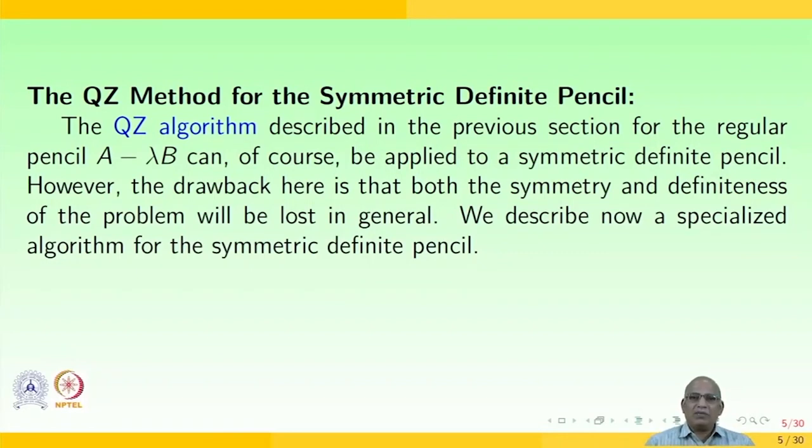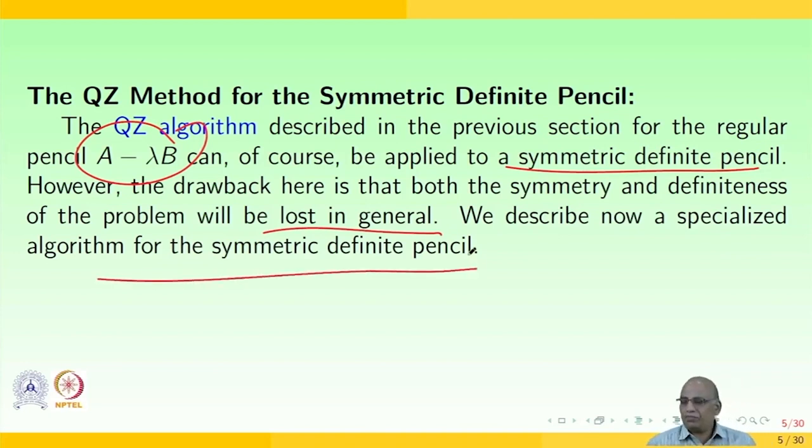The QZ method for the symmetric definite pencil. The QZ algorithm, as we already discussed in step 1 and step 2 described in the previous section for the regular pencil A minus lambda B, can of course be applied to a symmetric definite pencil. However, the drawback here is that both the symmetry and definiteness of the problem will be lost in general. We now describe a specialized algorithm for the symmetric definite pencil.